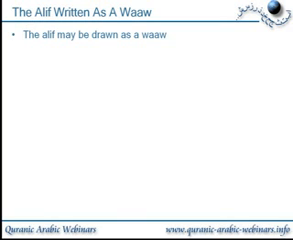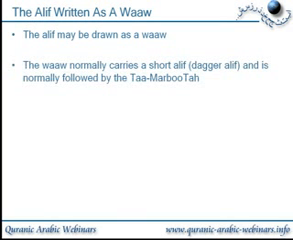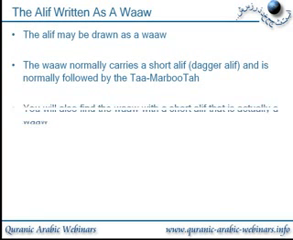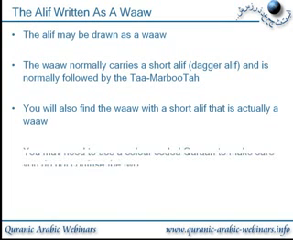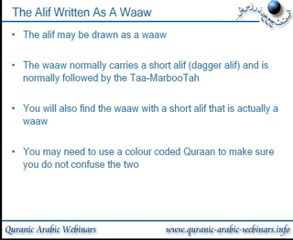So the alif may be drawn as a wow. The wow normally carries a short alif, or what we call dagger alif, and is normally followed by the ta marbuta. Okay, you will also find that the wow with a short alif, that is actually a wow. You will get two versions of this. You'll have a wow with a dagger alif on it. Sometimes it's going to be treated one way, and other times it's going to be treated another way. And we're going to go through some examples to help you figure out which way to pronounce it. You may need to use a color-coded Quran to make sure you do not confuse the two. So this is a very tricky one, and the easiest way is to use a color-coded Quran which identifies the two.